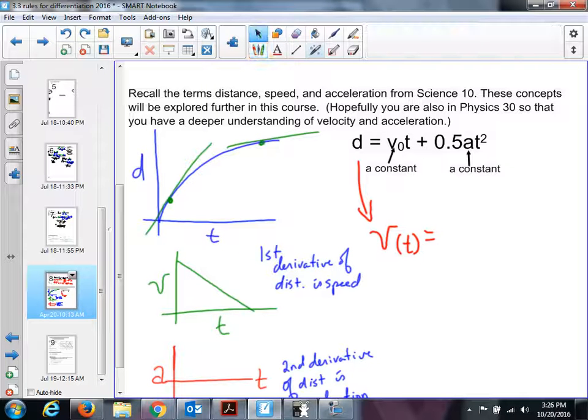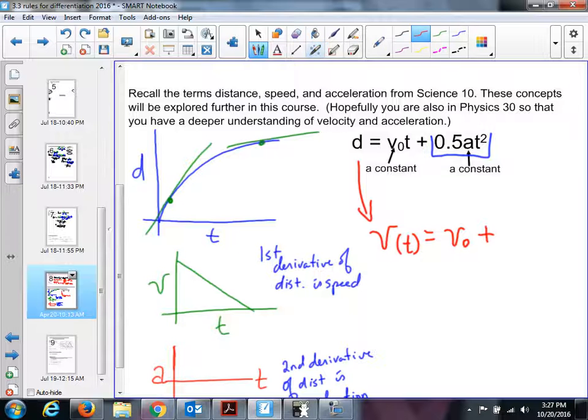And do the first chunk. The derivative of v naught t, where v naught is the starting speed, so like 2t, 2 meters per second or something like that, will be v naught. t is the variable. v naught represents a number like 3 or 2. So it's going to be v naught plus 1/2 at squared. What's the derivative of this chunk? 1/2 at squared. Well, the t squared, bring down the 2, it cancels with the 1/2, and you're just left with at.